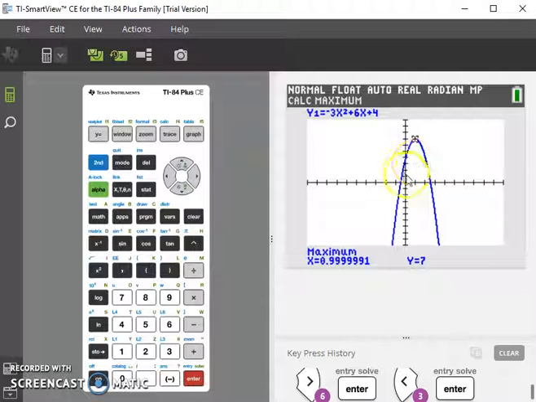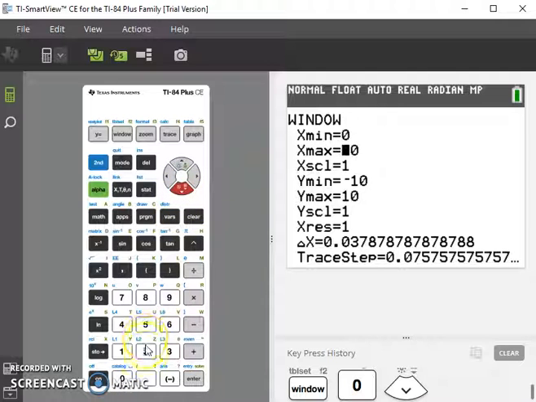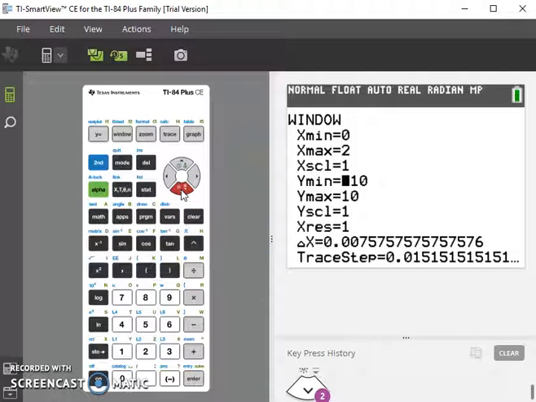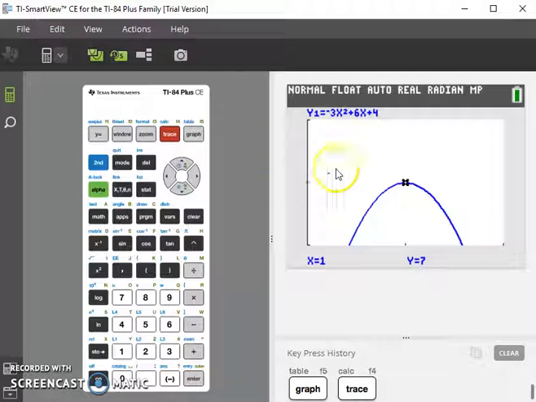Some other things that you can do is sometimes you'll notice this value might change if you change your window and get closer to where the vertex is. So if we go into window, and let's say for our x min, we don't need to go negative 10. Let's change that to 0. And maybe for the max, we'll cut it down to 2. And for the y min, it's up around 7. So how about maybe 6 as the min and 8 as the max, so we can really focus in on where that vertex is. And use the trace feature, and look at that, the trace feature popped right up on 1 comma 7.